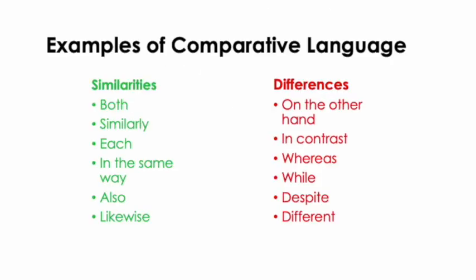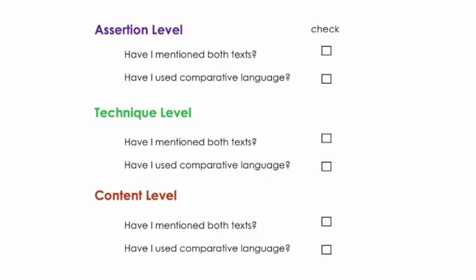One of the most important features to include in a comparison is comparative language. And we look at the quality of a comparison by looking at how much comparative language it uses. Comparison includes both similarities and differences. And we've got some examples here of the type of language we might expect to see when things are being compared. Because we're new to comparison, we're using a relatively simple system to make sure that we're comparing at each level. You don't need to have comparative language in every sentence. We're just going to make sure that at each of the three levels, you have mentioned both texts that you're comparing and you've used comparative language.